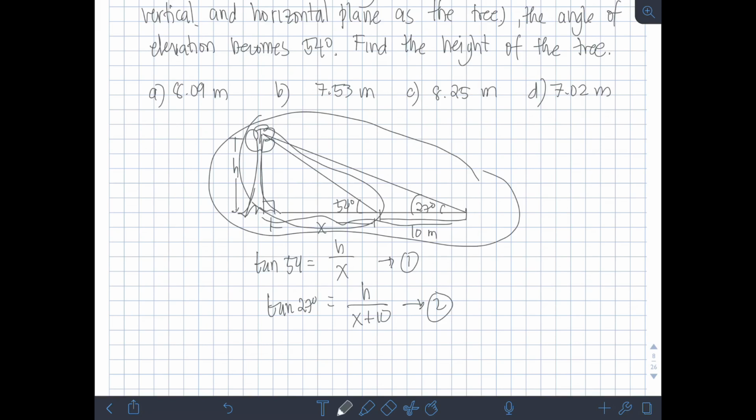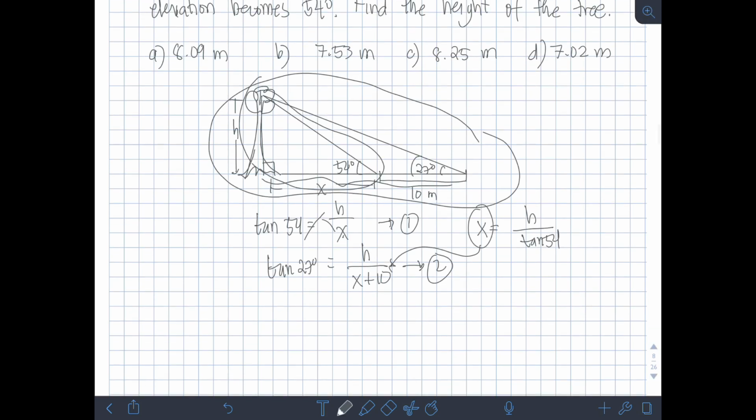Okay? So, now we can solve these two equations with two variables. We want h, right? So, let's solve for x in terms of h in equation 1. So, cross multiply. So, x is equal to h over tan 54. So, now let's substitute this x into equation 2. So, tan 27 degrees is equal to h over x, and now x is h over tan 54, plus 10.